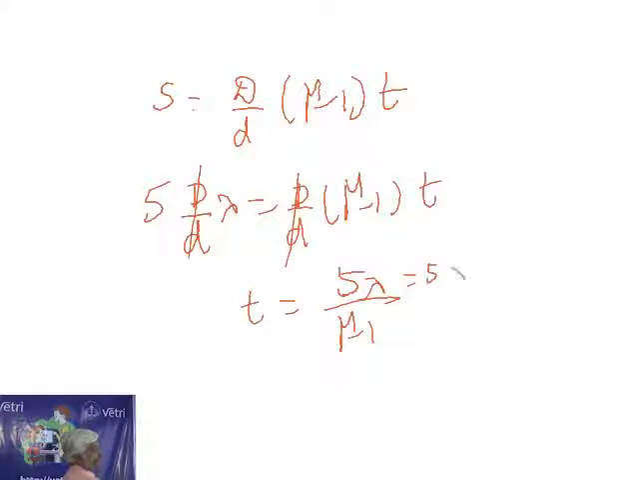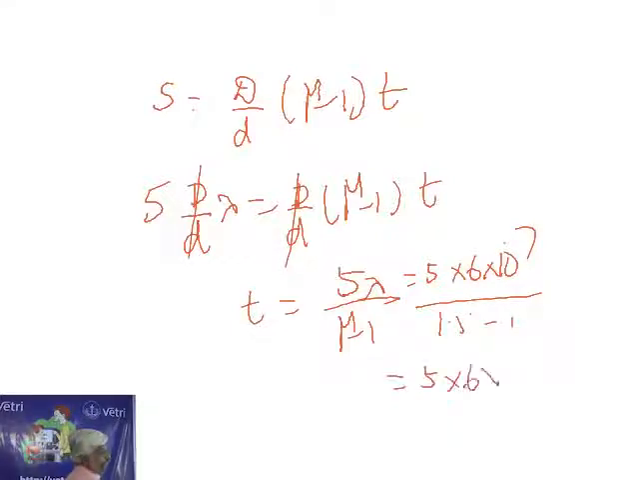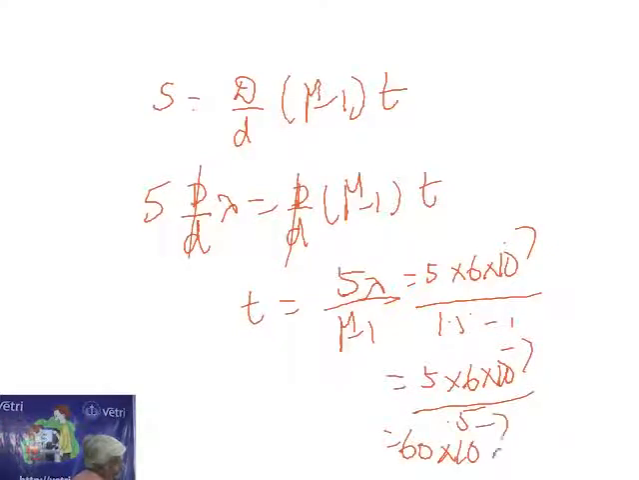That is 5 into 6 into 10 power minus 7, by 1.5 minus 1. Therefore 5 into 6 into 10 power minus 7 by 0.5. This 0.5 is nothing but half, therefore 10 into 6, that is 60 into 10 power minus 7 meter is the thickness. Very simple problem.